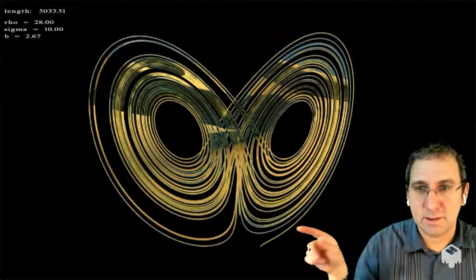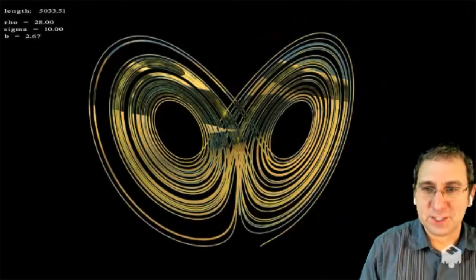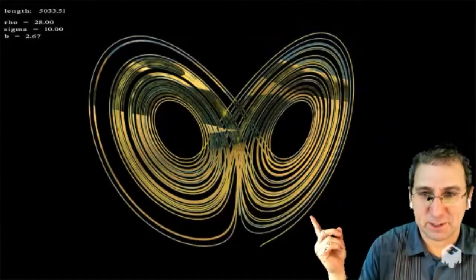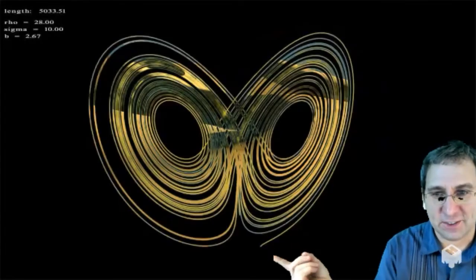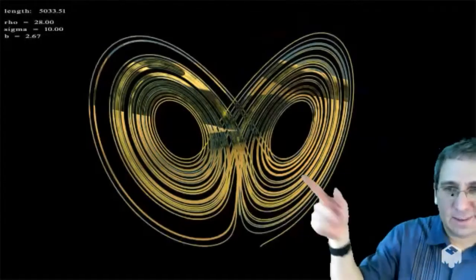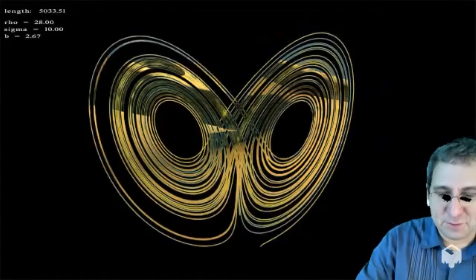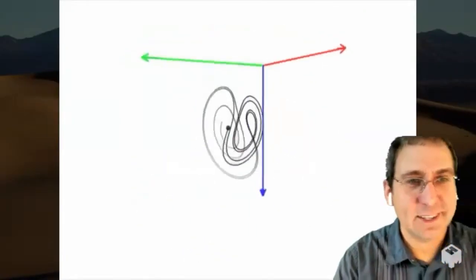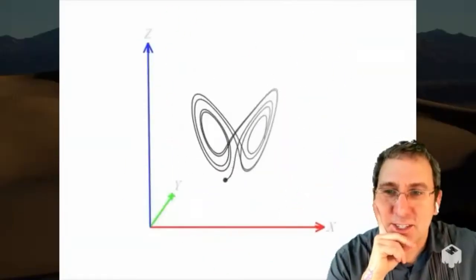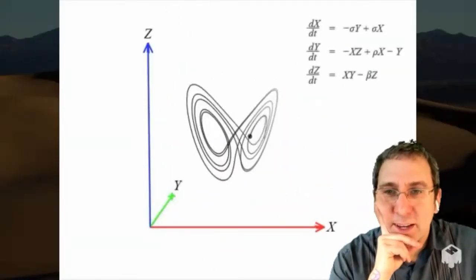So maybe you've seen this butterfly diagram. This is the famous picture of the Lorenz attractor, with the initial conditions down there, and then it either wraps around the left lobe or the right lobe. Let me show you a video that shows this system. This is the Lorenz system.